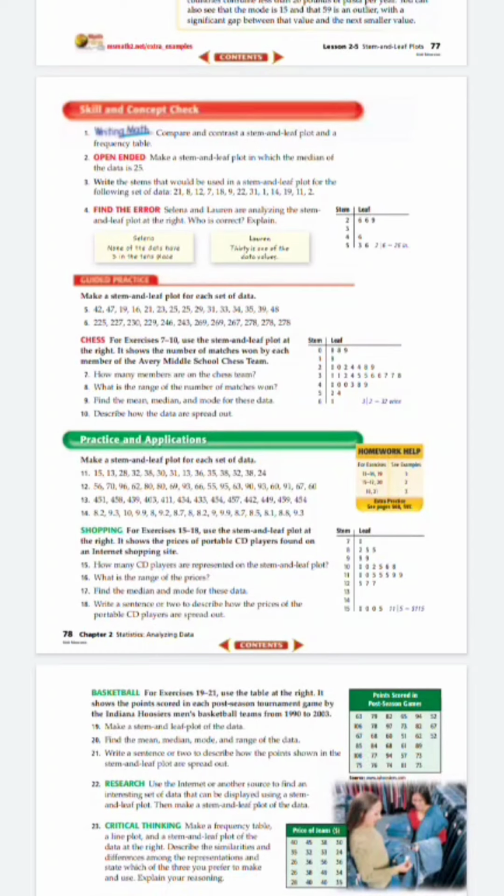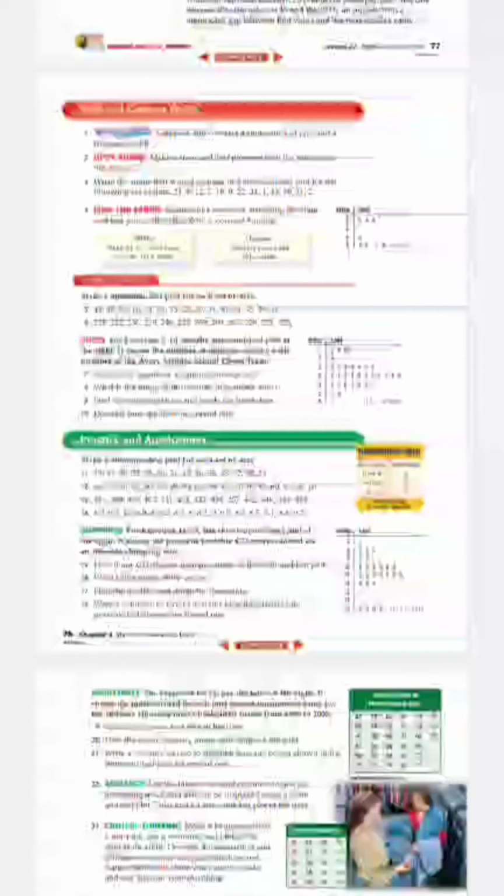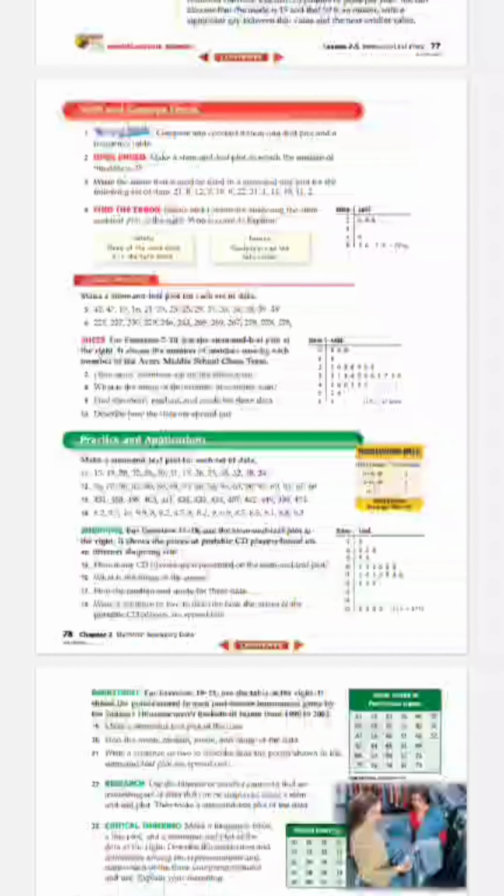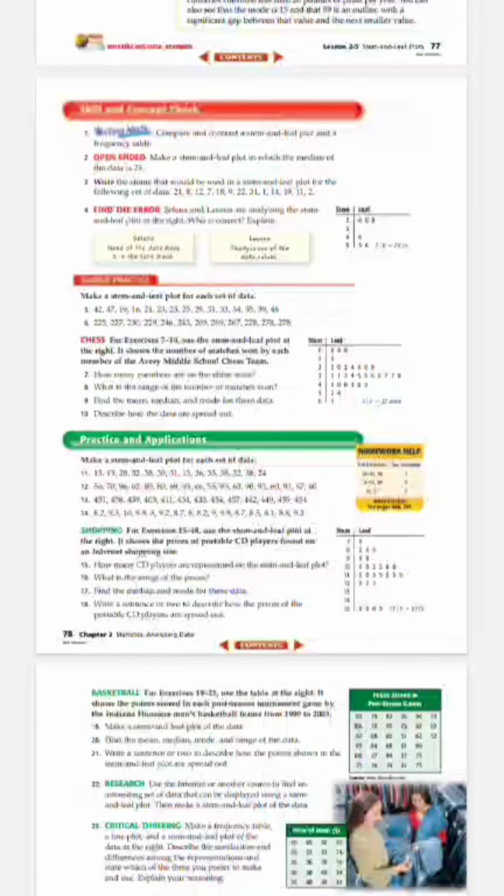11, 15, 13, 28, 32, 38, 30, 39, 13, 36, 35, 38, 32, 38, 24, 12, 20, 12, 56, 70, 96, 62, 80, 80, 69, 93, 66, 55, 95, 63, 90, 93, 60, 91, 67, 60, 13.